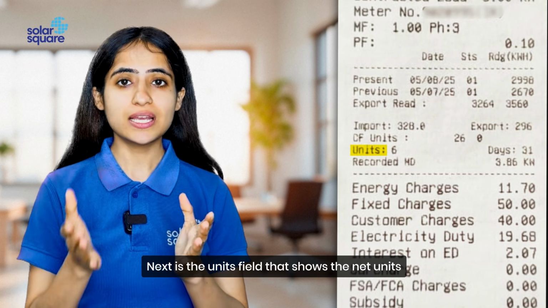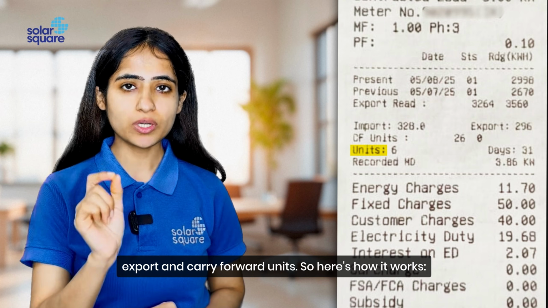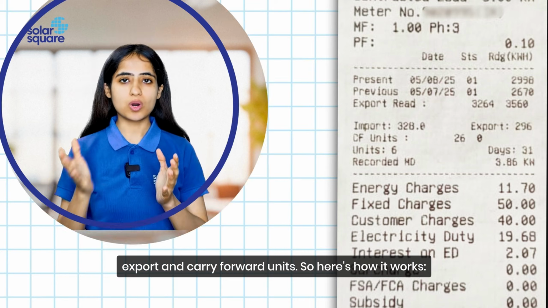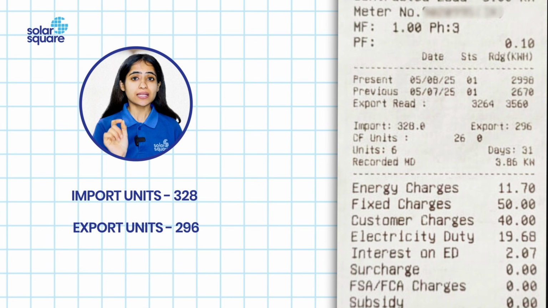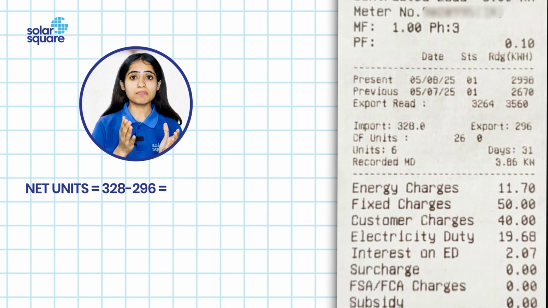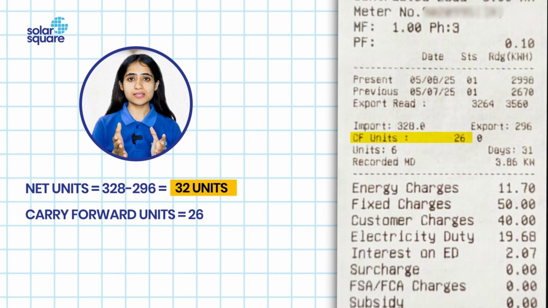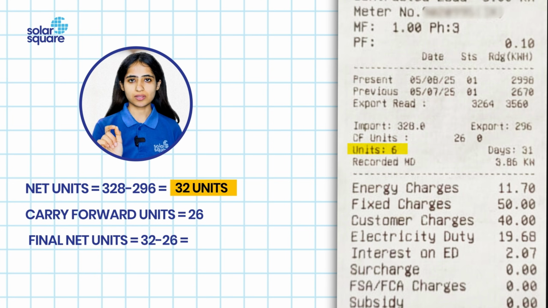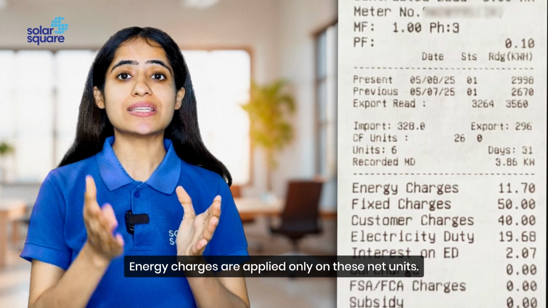Next is the units field that shows the net units, which are calculated after adjusting import, export and carry forward units. So here's how it works. Import units in the billing cycle are 328. Export units in the billing cycle are 296. Since import is higher than export, net units become 328 minus 296, which is 32 units. Now carry forward units from the previous months are 26. After adjusting the carry forward units against net import units, the final net units come down to 6 units. That is 32 minus 26. Energy charges are applied only on these net units.